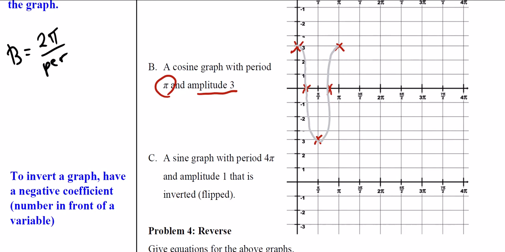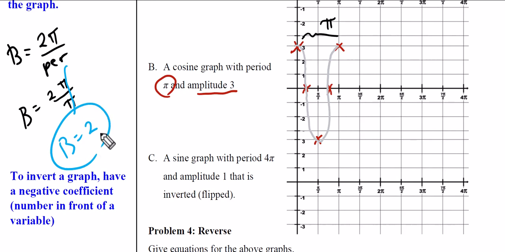Now, we said the period was pi, right? So let's start getting some of these things in line. If b is 2 pi over the period, that's 2 pi over pi. And hint, if we do all of this right, we're going to just get a number, right? That's going to go inside of the parentheses when we set up this equation. F of x is going to be 3, the amplitude. It's not inverted, so we don't have a negative. And it's going to be cosine of 2x, right? Because this 2 is the b value. We got the b value from here.